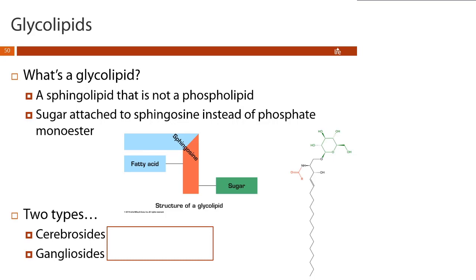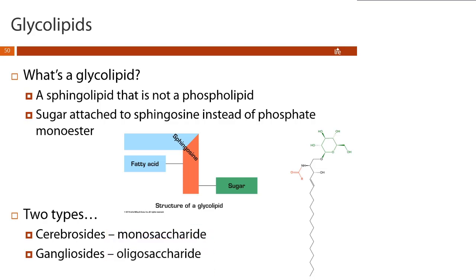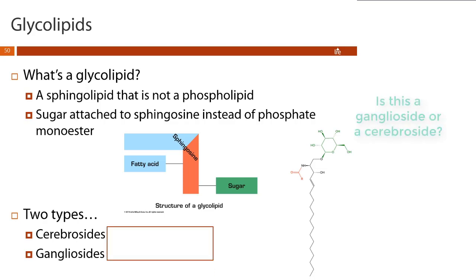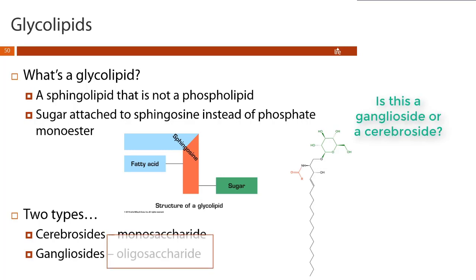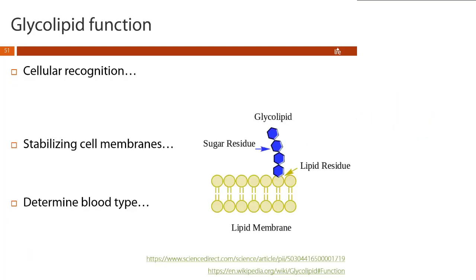And so the sphingosine is attached to a sugar instead of a phosphate and an alcohol. And we can subdivide these glycolipids into two types based on the type of sugar they're attached to. So a cerebroside has a monosaccharide attached and a ganglioside has an oligosaccharide attached. So what are glycolipids used for?